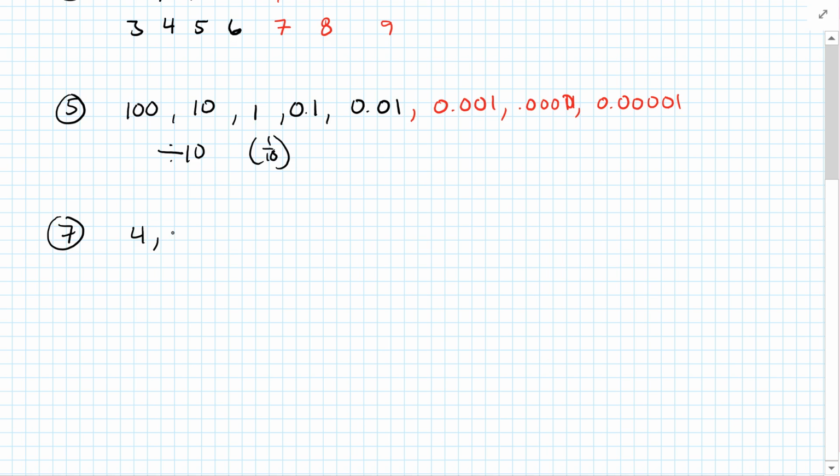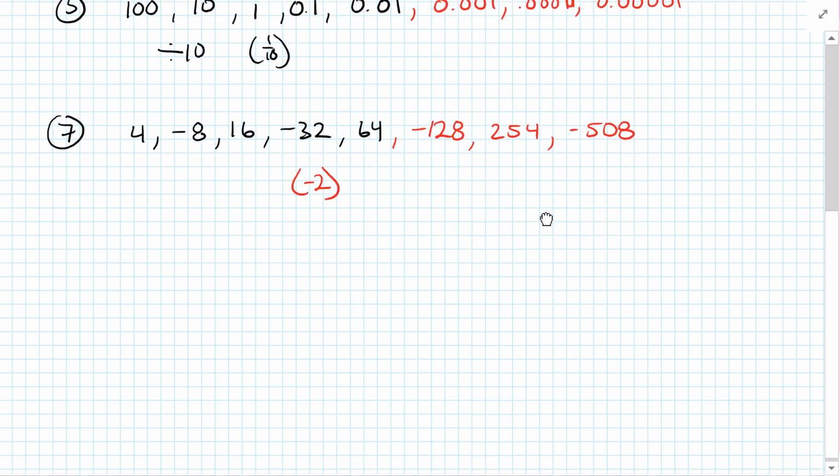Number 7, moving along. The sequence is 4, -8, +16, -32, and +64. Well, we are multiplying every time by -2. So the next one would be -128. Next one would be +256. And the third one would be -512.